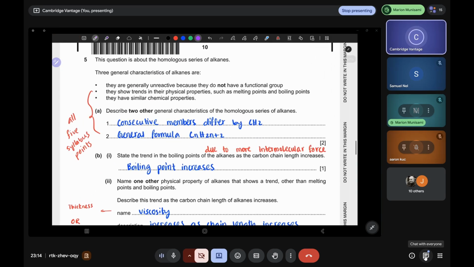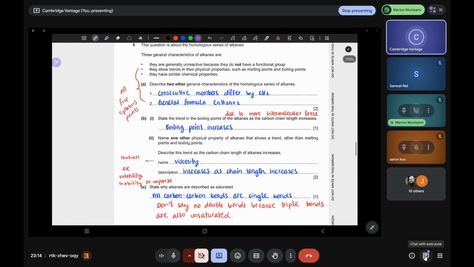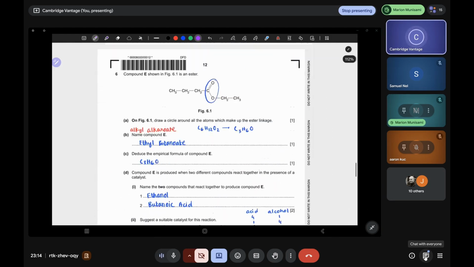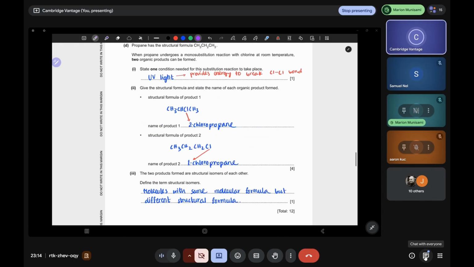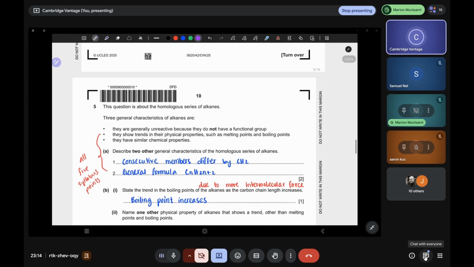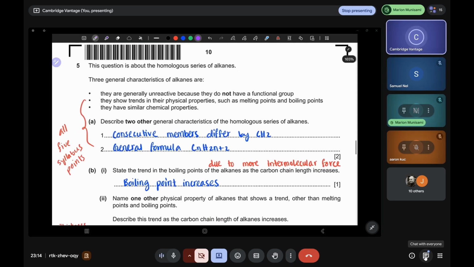Alright, and now we are at organic. The last 2 questions I believe are organic questions, question 5 and question 6. And I think we'll be done within schedule for today's lesson. So let's see. Question 5 is about homologous series, and 3 general characteristics of alkanes are: they're generally unreactive because they do not have a functional group. They show trends in their physical properties such as melting and boiling. They have similar chemical properties. So some characteristics are given to us.